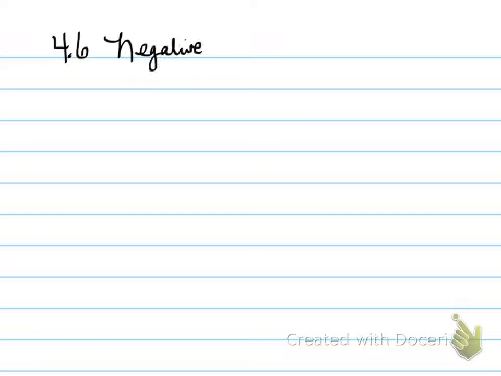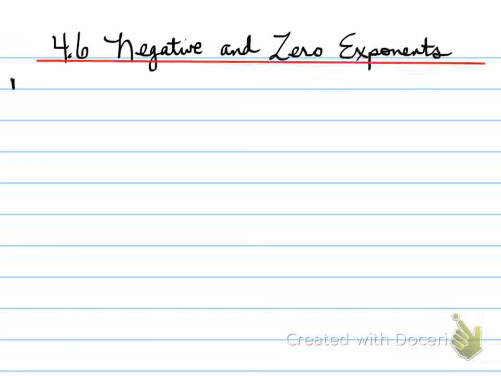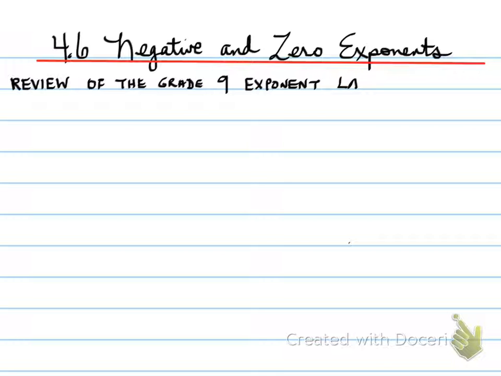Alright, 4.6, negative and zero exponents. What we're looking at here is a review of the grade 9 concepts and exponents, plus two more laws that we're going to be looking at today that involve exponent laws. Those two new laws are going to be negative and zero exponents, so they're the last two.